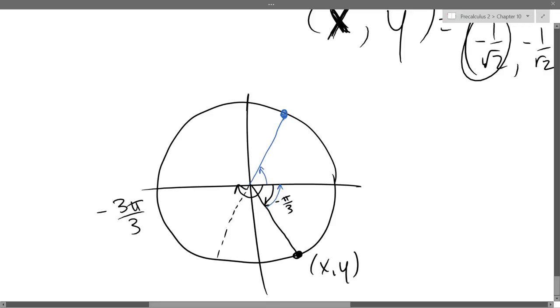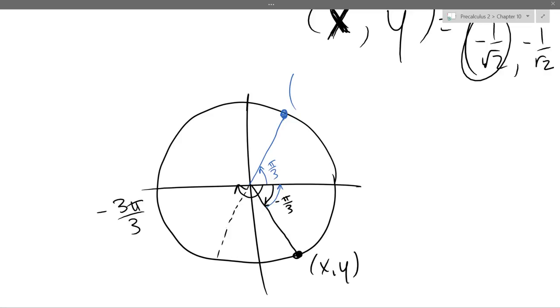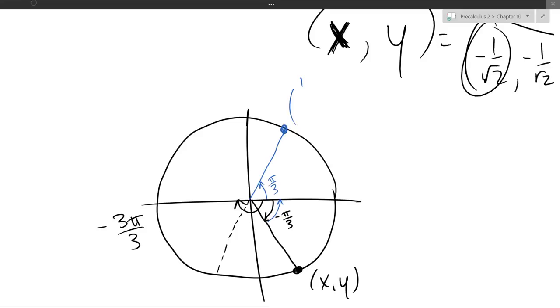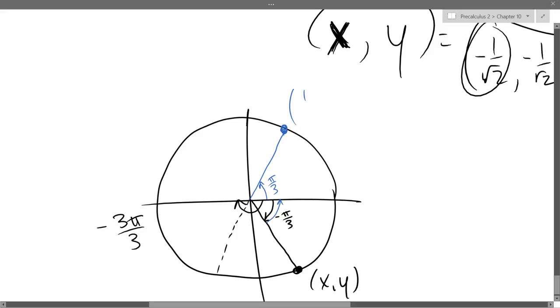So this will be our pi over 3. And now I need to use my memory and think about where is pi over 3. What is the point for pi over 3? It is 1 half, square root of 3 over 2. Now, if you don't have the full unit circle written out right next to you, another nice thing you can do is think, all right, I'm really close to the y-axis here, so my x is going to be small, and my y-coordinate is going to be big. So if you can't remember which one is square root 3 over 2 and which one's 1 half, just think x is small and y is big.